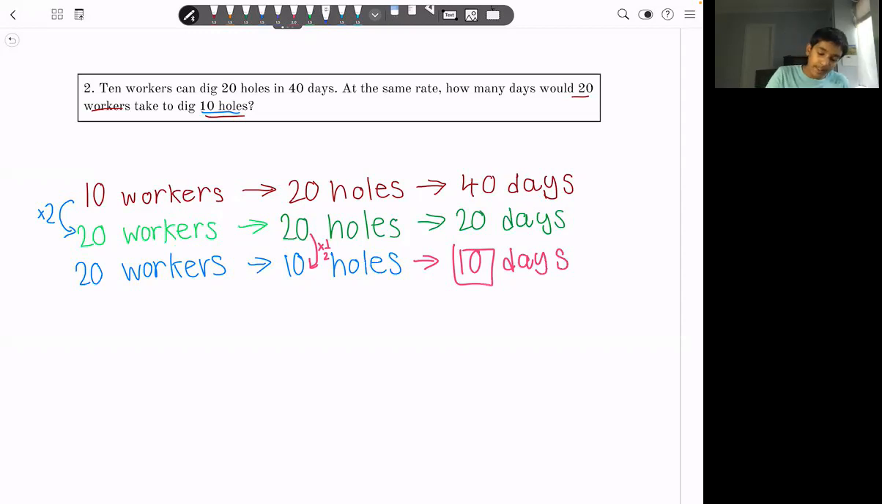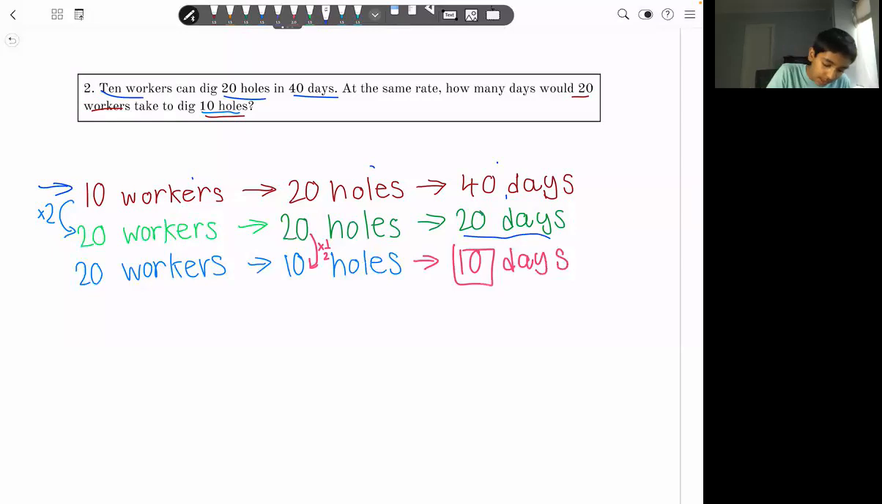Basically what we're doing is that this is what we're given. We're given this statement, right? 10 workers can dig 20 holes in 40 days. I just marked it here. And then we're saying, okay, now instead of 40 days, what about 20? How long would it take for 20 workers to dig 20 holes? And we found that it's 20 days. And we're changing each part.